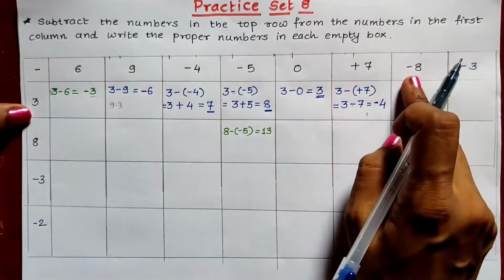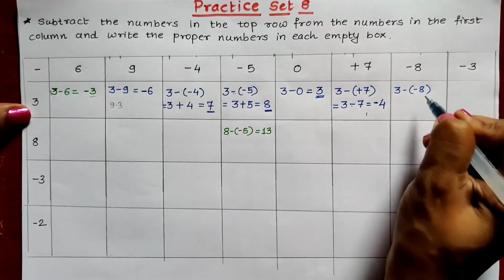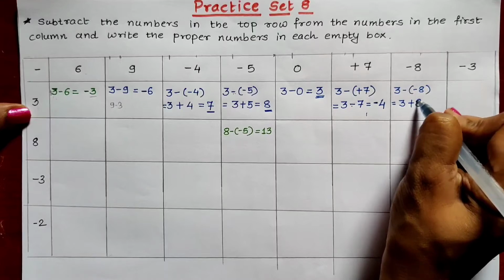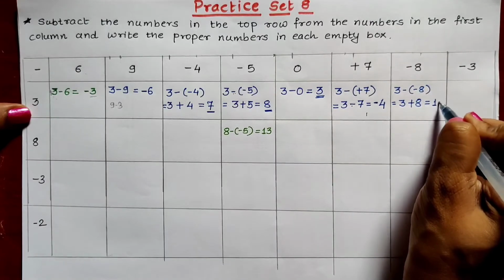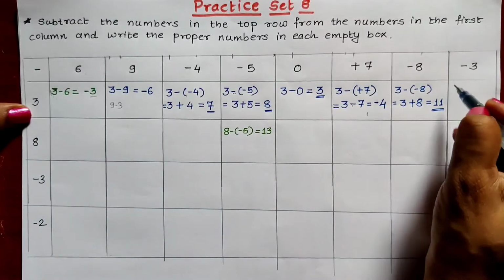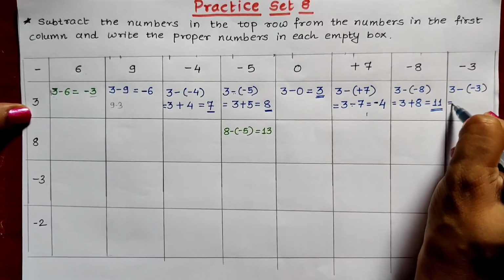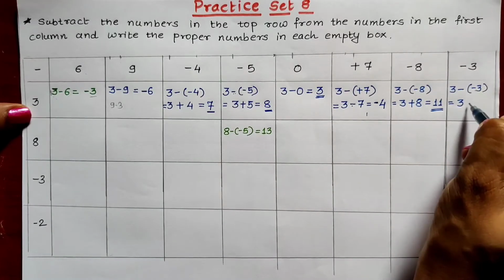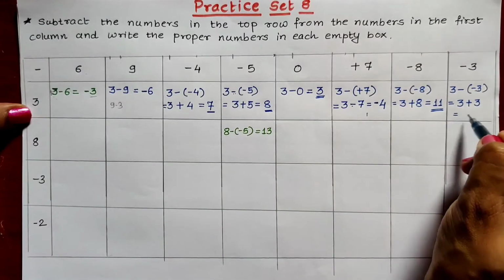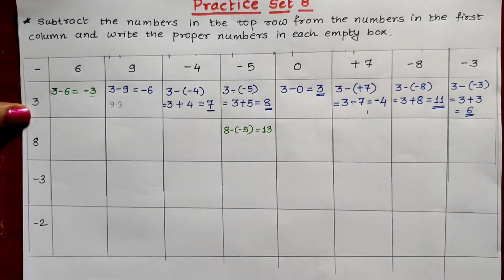This 3 minus minus 8. What will be the answer? Minus minus will become plus. 3 plus 8, simple sum. It is 11. Now next one. 3 minus minus 3. So this 3 as it is I write, minus minus becomes plus, and then write down this 3. 3 plus 3, answer is 6. So in this way we have to complete all these columns.